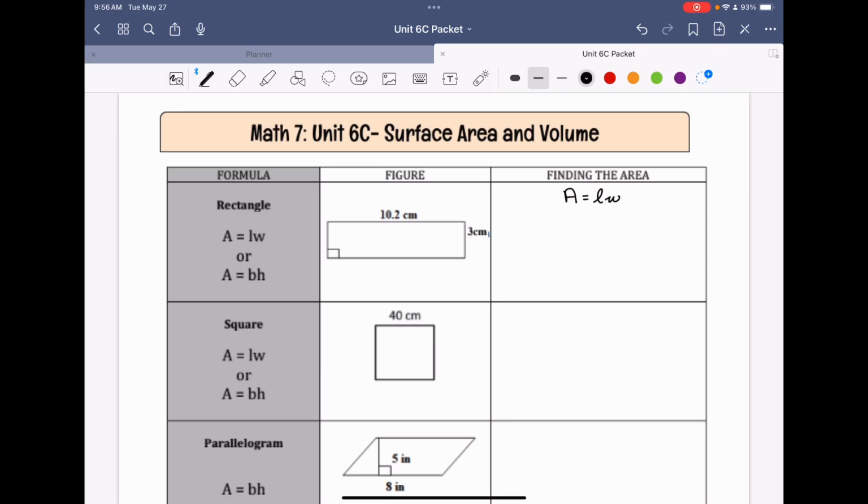Okay. So now I know I've got 10.2 and 3. Off to the side, I just like to tell myself that the length is 10.2 and the width is 3. Then I'm going to plug it in. So 10.2 times 3. And I'm finding the area, so I'm just going to multiply those together in the calculator. So I've got 30.6, and since this is area, my units will be squared, so centimeters squared.